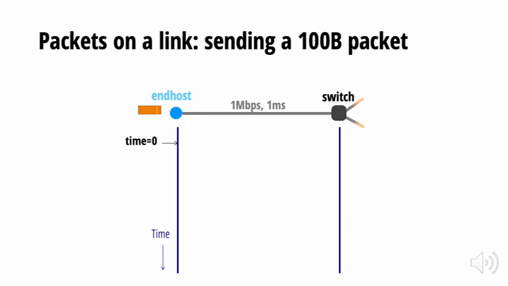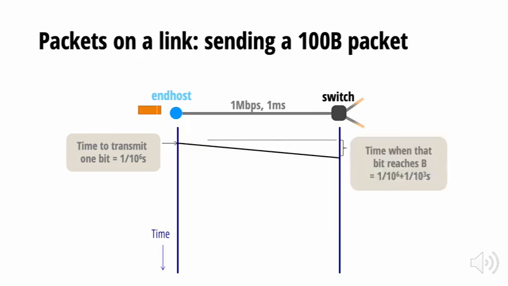Let's say I'm sending this 100-byte packet, and at time 0, let's think about that very first bit of information we're putting on the link. My link has a bandwidth of 1 megabit per second. That means I can put 1 million bits onto the wire in 1 second. So to send 1 bit takes 1 over 1 million seconds, or 1 microsecond. After 1 microsecond, I have that 1 bit on the wire.